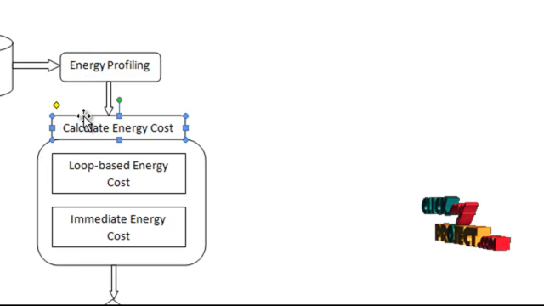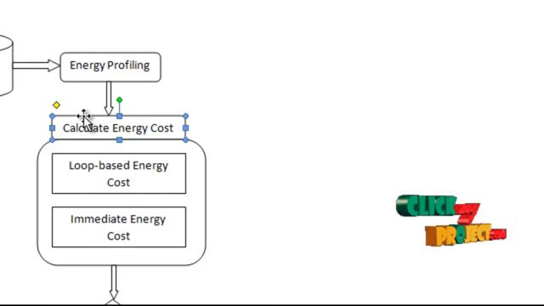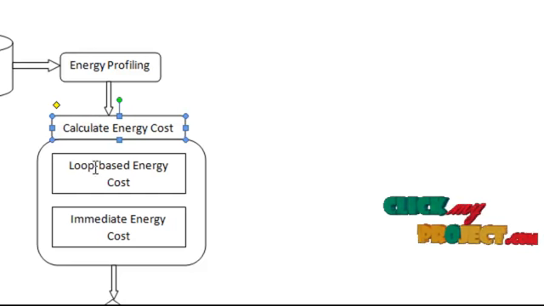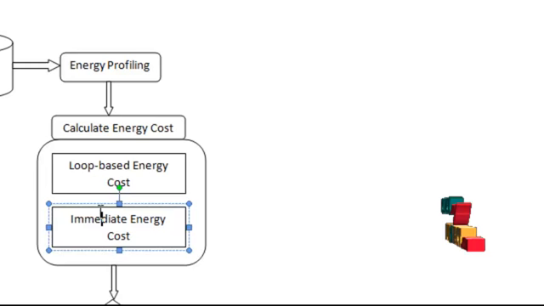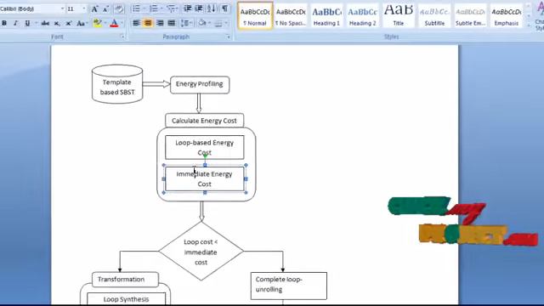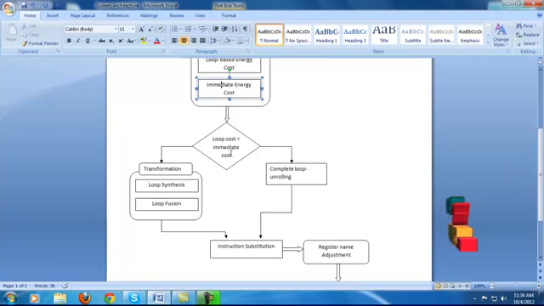The energy cost will consider three types of cost, that is downloading cost, execution cost and storage cost. These three costs are computed for both the coding styles, that is loop based and immediate based. The summation of all these three is considered as the energy cost. After computing the energy cost, we will compare those two costs.